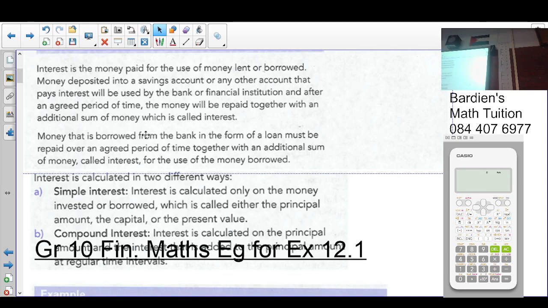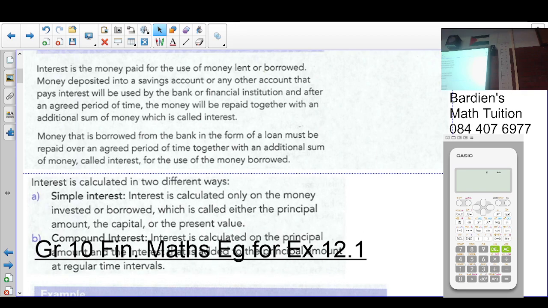Interest is money paid for the use of money lent or borrowed. Money deposited into a savings account or any other account that pays interest will be used by the bank or financial institutions. After an agreed period of time, the money will be repaid together with an additional sum of money, which is called interest. Money that is borrowed from the bank in the form of a loan must be repaid over an agreed period of time, together with an additional sum of money, or interest, for the use of the money borrowed. So interest is calculated in two different ways, we are told.